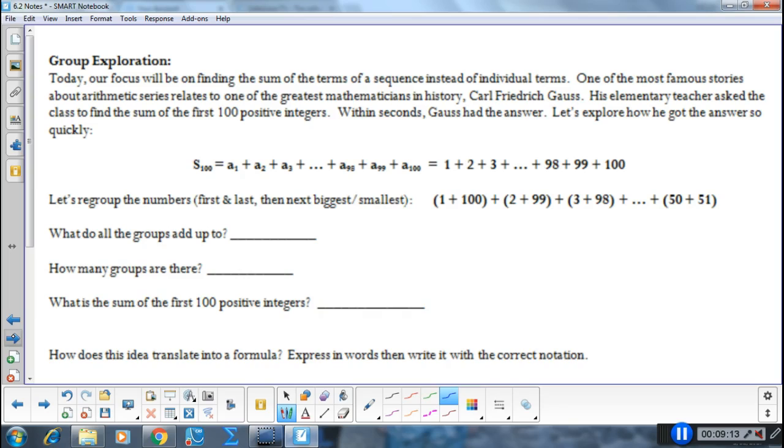Yeah. Okay? But Carl, so good to see you. Carl Gauss said, he had the answer like that. Okay? The answer is 5,050. The sum of the first 100 integers is 5,050.